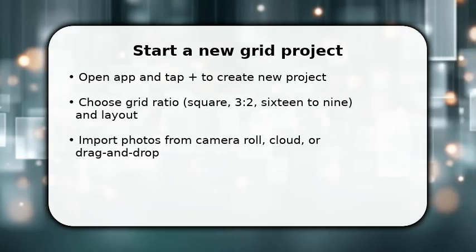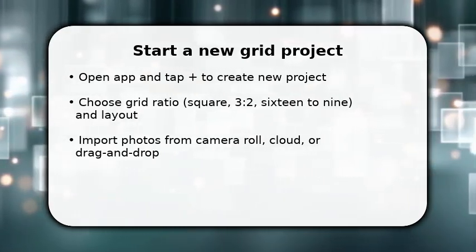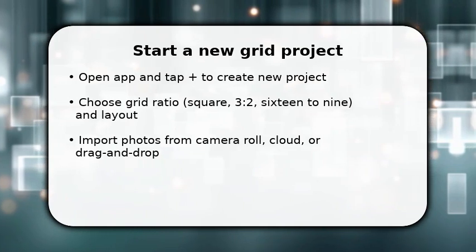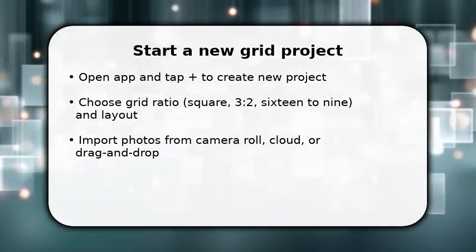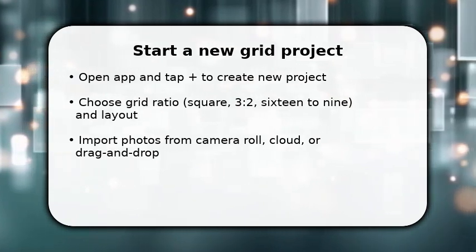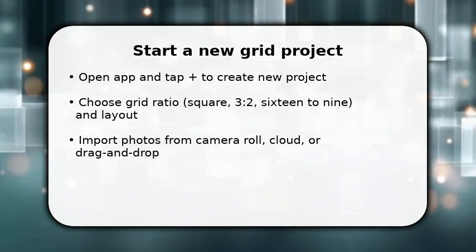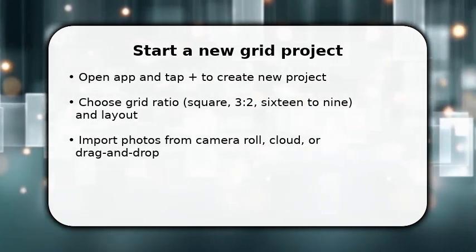You begin by creating a project and choosing a grid layout. This sets composition and export ratio, so pick what fits your platform. Once done, import the photos you want to use. Camera roll, cloud, or drag and drop all work. Make sure to sort images roughly in the order you want them to appear. That saves time during layout.